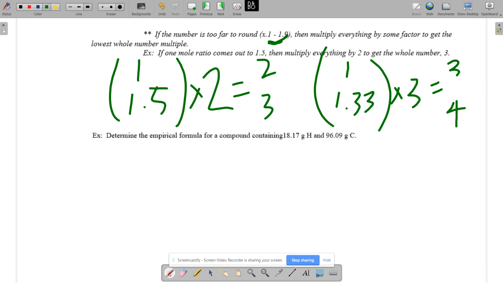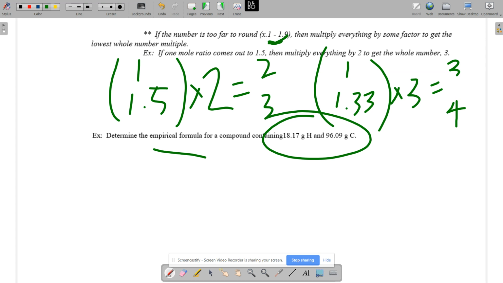So that's kind of tricky, but I'm going to have you do this example. It says determine the empirical formula for this compound. It's going to utilize this principle. So whoever's running the video, pause it. Go ahead and do this example, and see if you can figure out how to handle the ratio. All right, so pause it and get going.